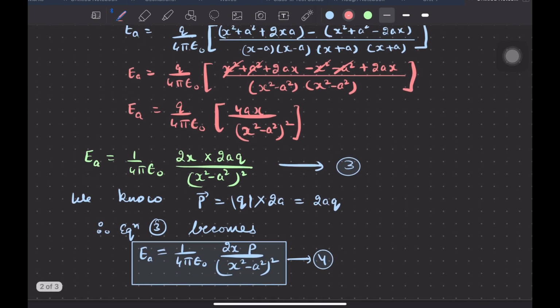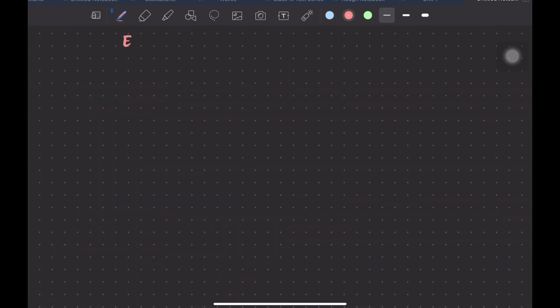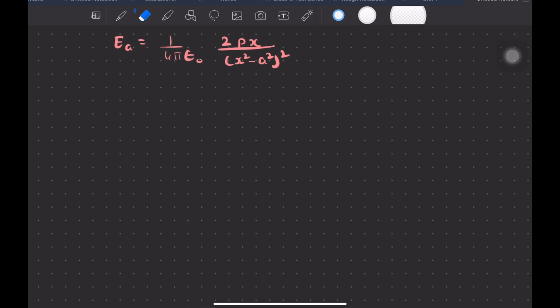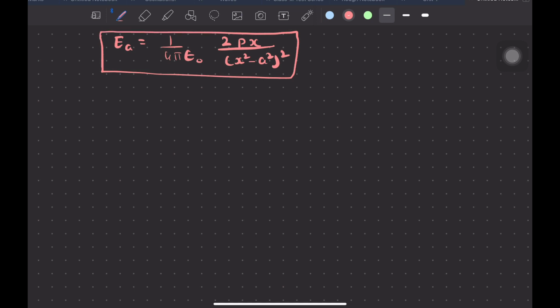Let me write it down once again on the next page, because I just want to discuss a few more things about it. So EA is equal to 1 upon 4 pi epsilon naught, 2p x upon (x square minus a square) whole square. I have written equation number 4 once again because I want to say something more about it. Although this is the expression for the electric field intensity on the axial line of the dipole in terms of the dipole moment, I still want to solve it further.